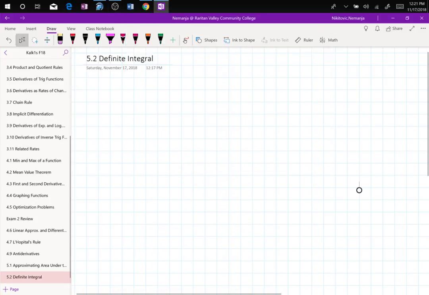Hello and welcome back to Calculus 1, section 5.2 on definite integral. So, we would like to see if we can do better than approximating area under the curve. And the answer is yes, we can do better. And we can do better by sending the number of rectangles to infinity. So let's just take a look quickly at the graph.